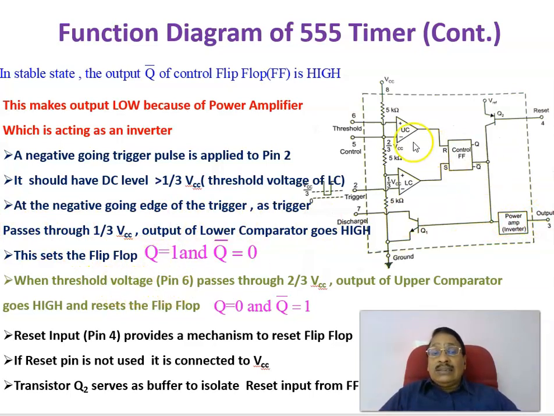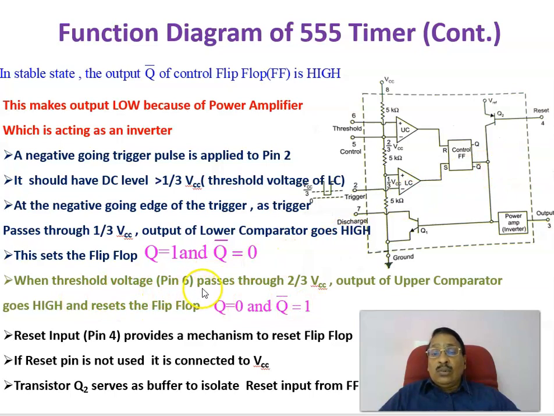The other control pin is the threshold pin, pin number 6. This voltage is 2 by 3 VCC. As the voltage at pin number 6 goes above 2 by 3 VCC, the upper comparator output becomes high. As this is the reset pin, R, Q will be reset, that is, Q will become 0 and Q bar will become 1.